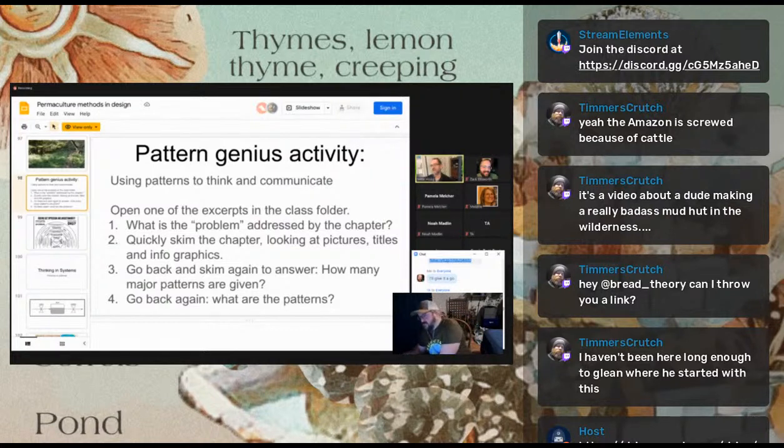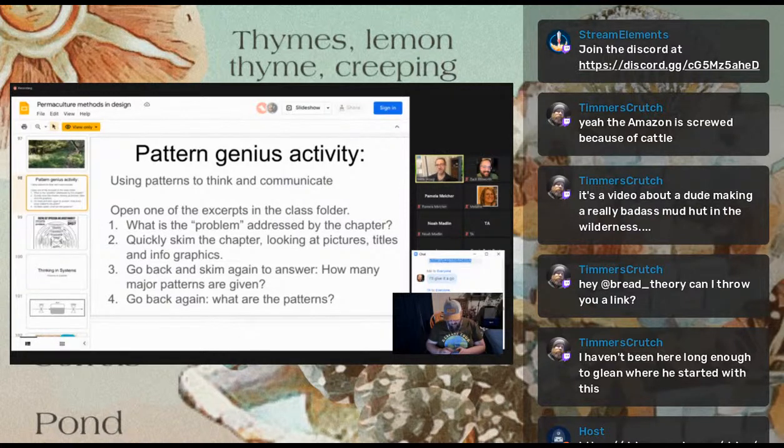I looked at this book right here, Beauty and Abundance. It's probably cheating, but I looked at the chapter on paths, and it looked like the problem that it wanted to solve is that paths can be one of the biggest problems of maintenance and work in the garden. And so having good patterns for path layout can be high impact for reducing the work that we do.